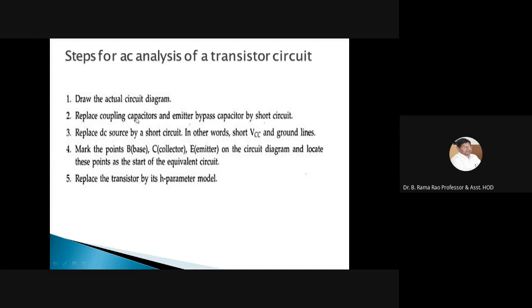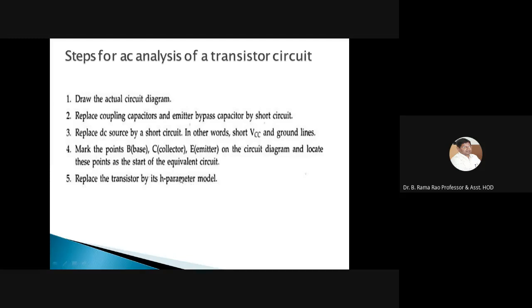After that, we replace the capacitors by short circuits, and we also replace the DC source by a short circuit. In other words, the DC VCC should be connected to the ground line. Also, we have to mark the points base, collector, and emitter, and replace the transistor with the hybrid equivalent model.